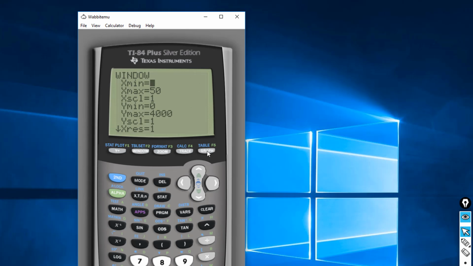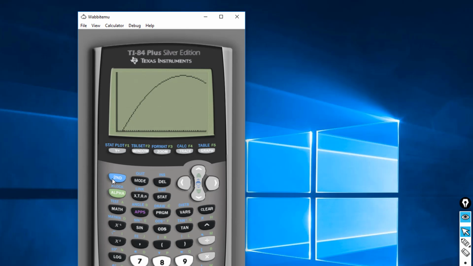And then I hit graph. And as long as you get the main shape of the parabola, you can see here we have it. Okay, so right there at the top, the answer is going to come from that vertex.